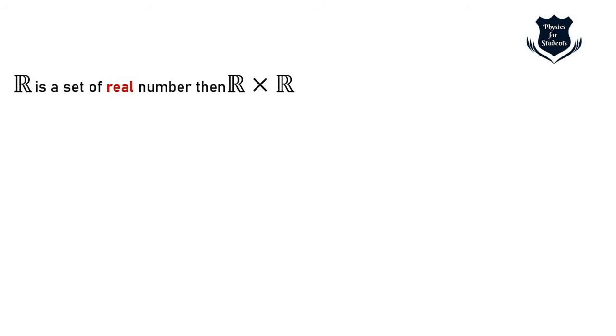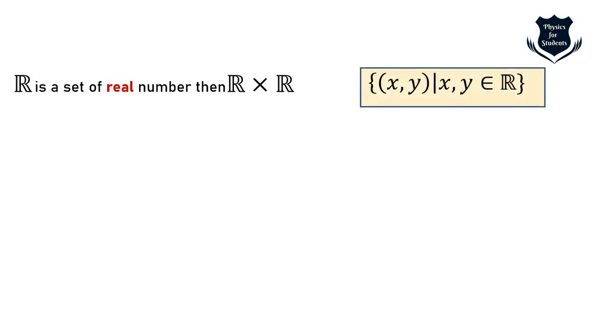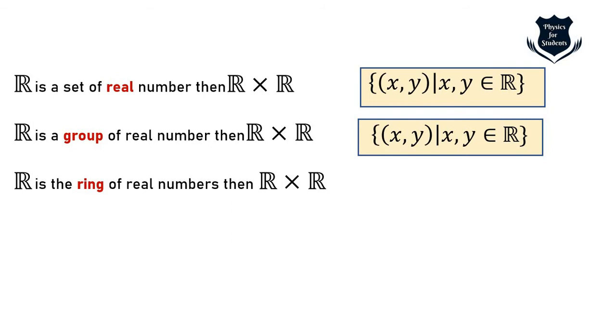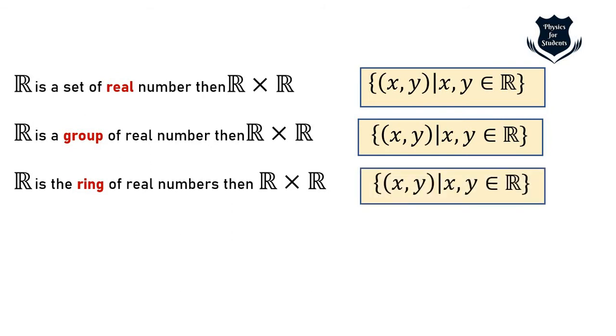So if R is a set of real numbers, then R direct product R is this. This comes true. If R is a group of real numbers, then R direct product R leads to this. This one is true. If R is the ring of real numbers, then R direct product R leads to this, and this one is also true.